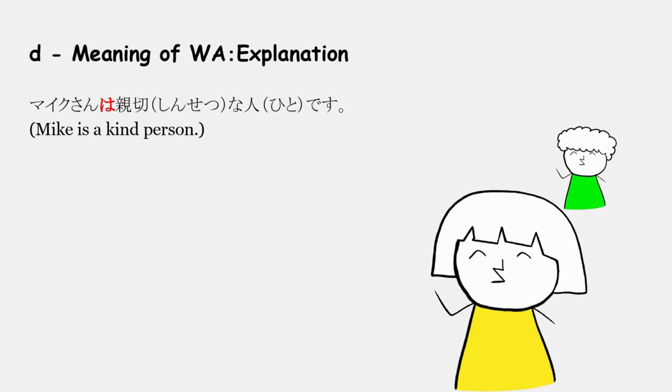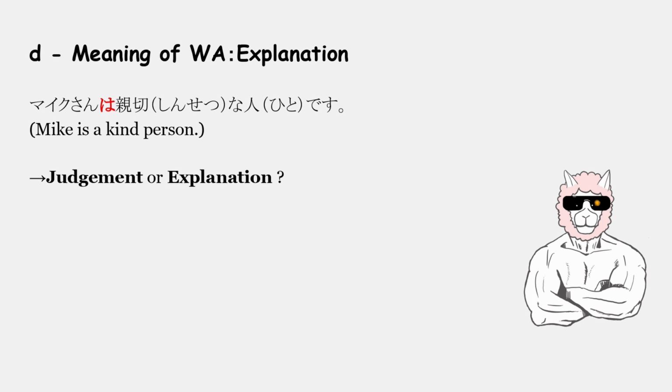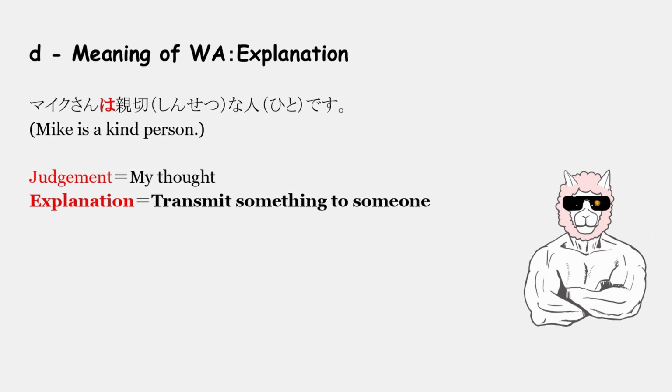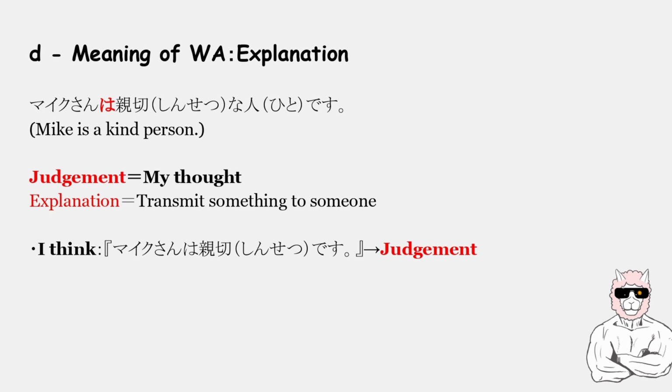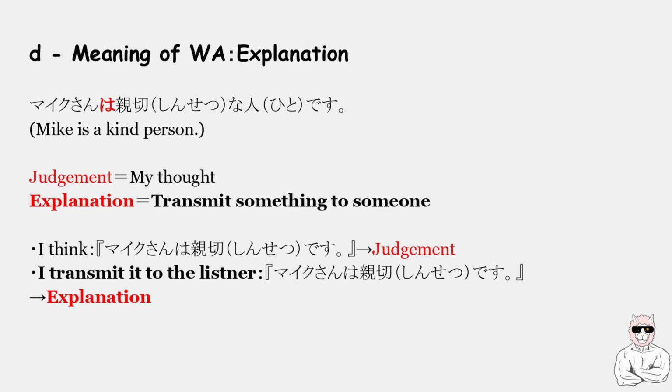By the way, what do you think of this phrase? マイクさんは親切な人です。Is this phrase for the judgment or the explanation? In fact, the judgment is our thought. Therefore, it is the thought of someone who speaks. But the explanation is to transmit something to other people. So if I think and say simply, マイクさんは親切です。It's one of the judgment. But if you want to transmit, マイクさんは親切です。This one is of the explanation. Sometimes the meanings are mixed together.